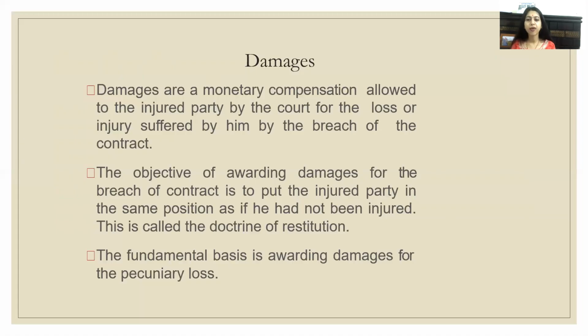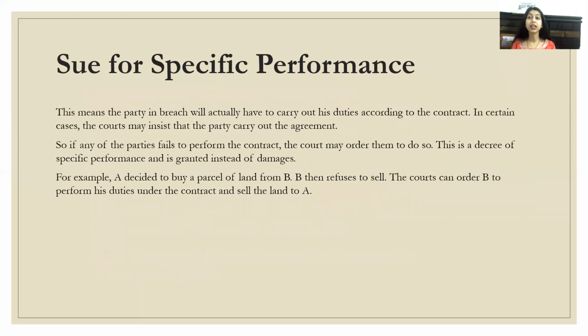The objective of awarding damages for the breach of contract is to put the injured party in the same position as it was. So that's why this is a doctrine of restitution as well. The fundamental basis is awarding damages for the pecuniary loss. Next remedy is suit for specific performance.